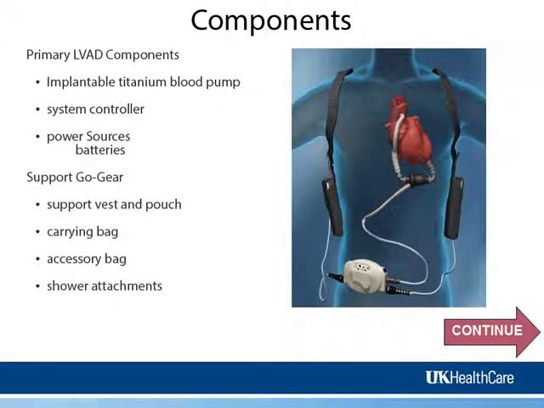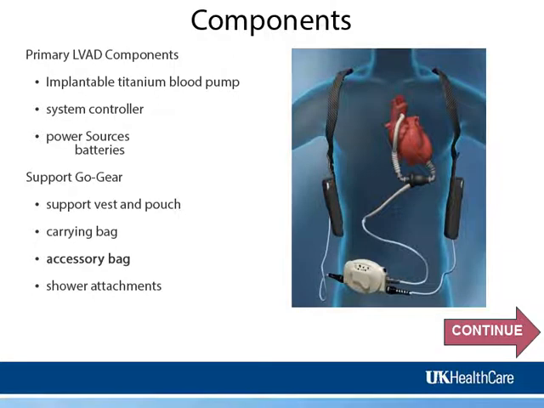There are 4 major components of the HeartMate 2: implantable pump, controller, battery clips and batteries. Other LVAD gear that a patient has is an extra 3 sets of batteries, power module, universal battery charger and backup controller. Support gear is known as Go gear. This involves a vest and pouch, consolidation bag, accessory bag, and shower attachments.